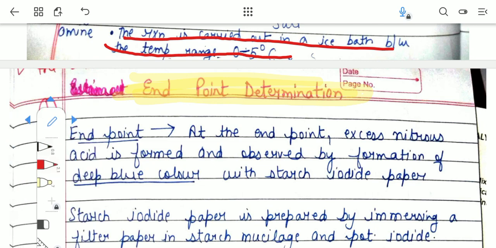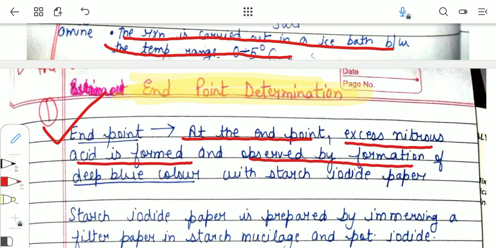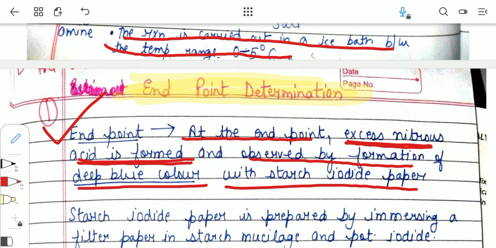Okay, so firstly let us talk about the first method. At endpoint, exactly what happens is that excess nitrous acid is formed, and it is observed by the formation of a deep blue color with starch iodide paper. This is the first step. At endpoint excess nitrous acid is formed, and we can determine the endpoint by the formation of deep blue color using starch iodide paper. Now let us understand how exactly we get this deep blue color.